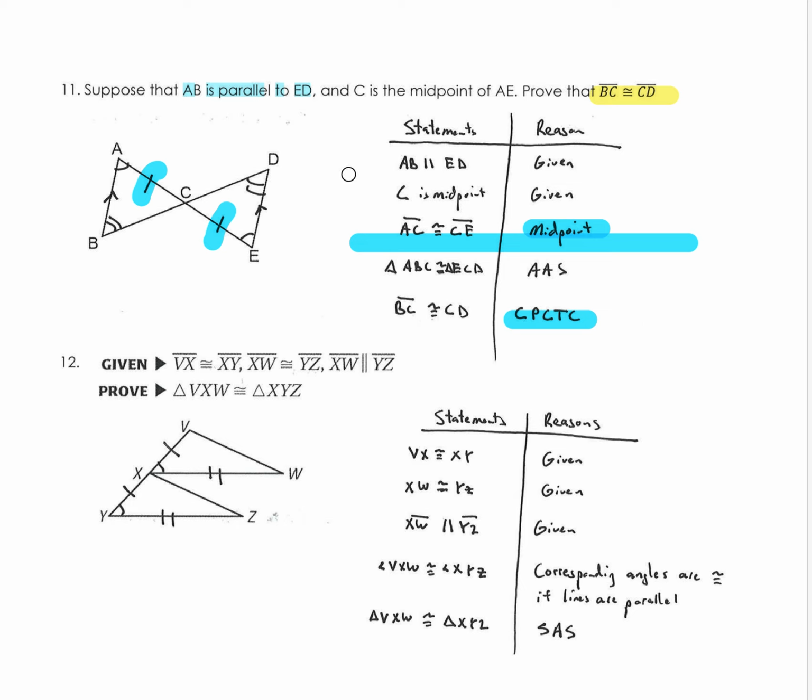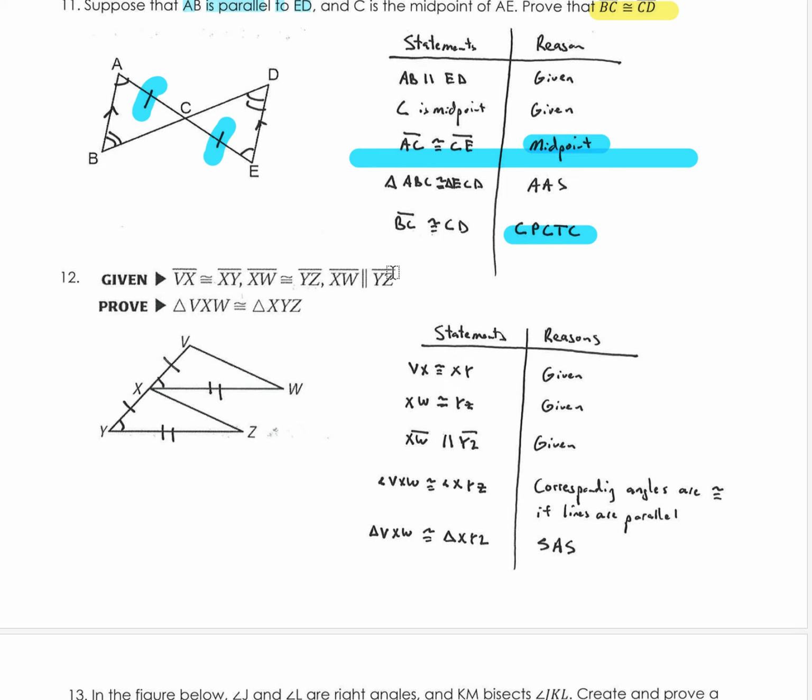So write down the given, make some marks. In this case, midpoint tells you that these two sides are the same. Alternate interiors tell you these angles are the same. AAS tells you that the triangles are the same. And CPCTC justifies why the corresponding sides are the same.